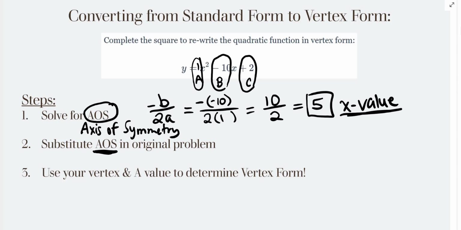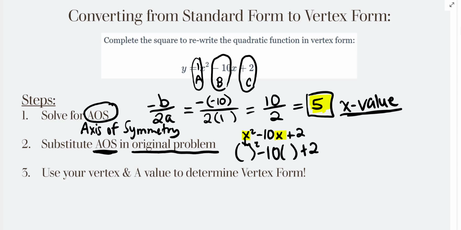Now the next step is you're going to take this value that you found, the AOS, and you're substituting it into the original problem. So what you're going to do is copy the original problem. And now we're going to substitute in the x value, and we're going to put it where the variables are for x. So what is x? X is 5. And then again, what is x? X is 5.